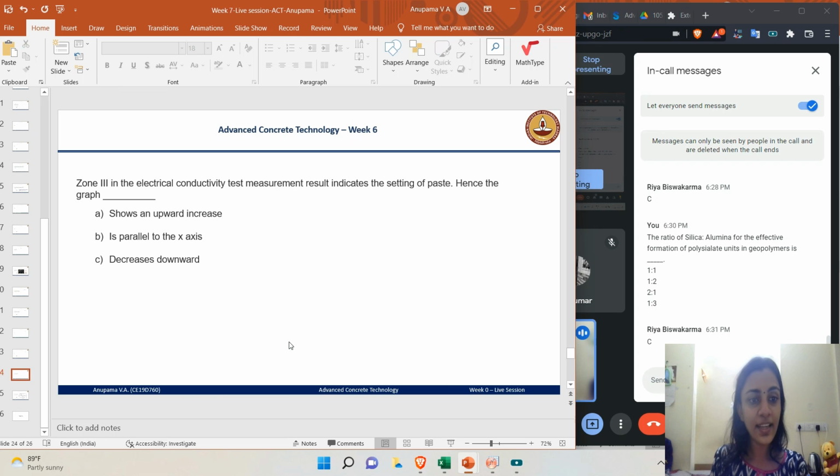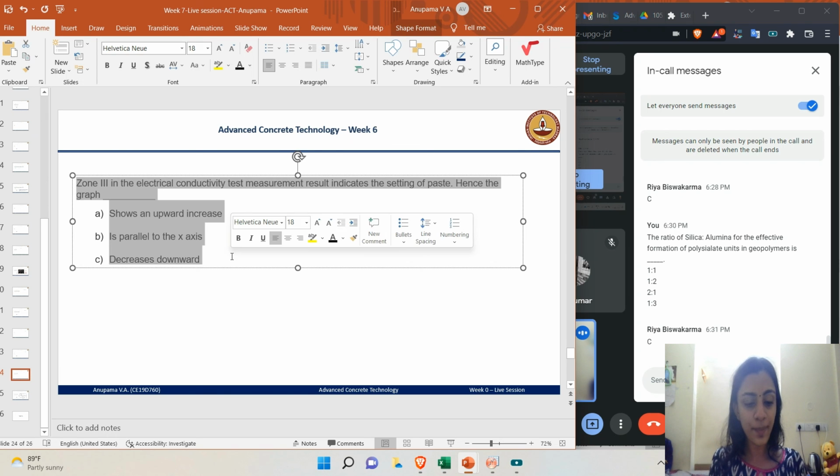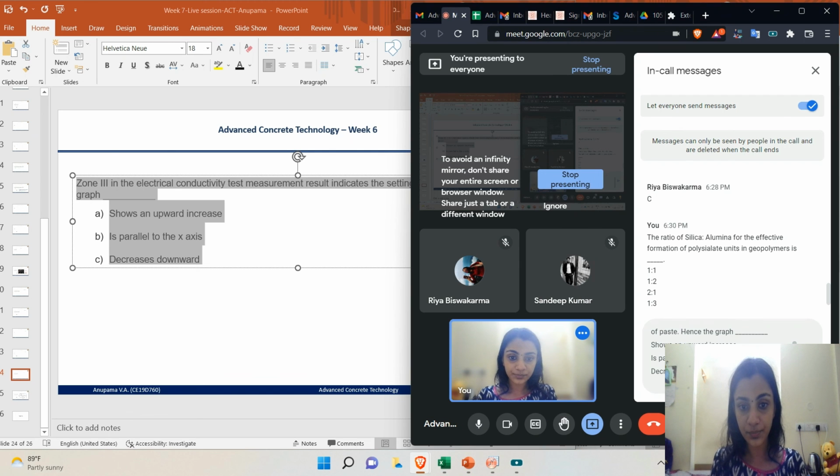Zone 3 in the electrical conductivity test measurement result indicates the setting of a paste. So we measure the electrical conductivity of the paste, and the result can be divided into three or four zones. So zone 3 basically indicates the setting of the paste. So what will the graph look like? It shows an upward trend, it's parallel to the x-axis, or it decreases downward.